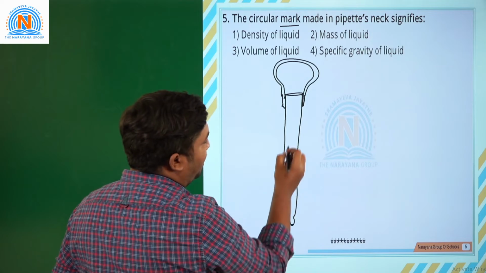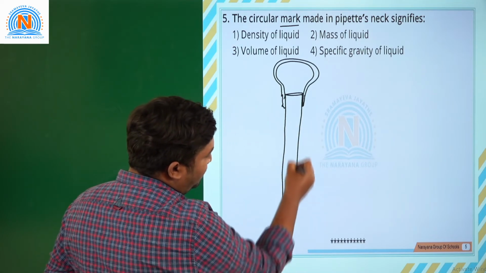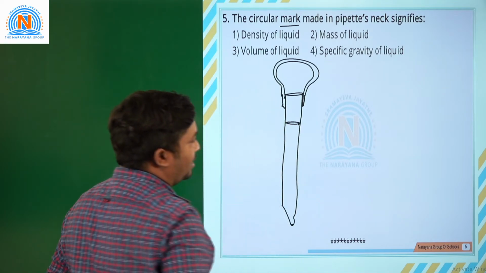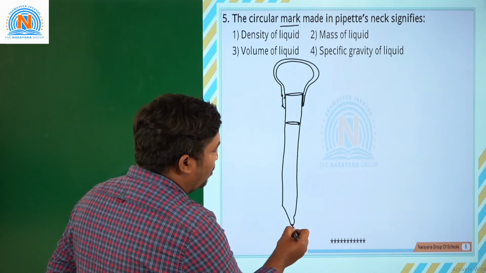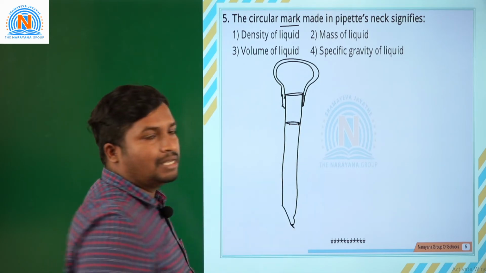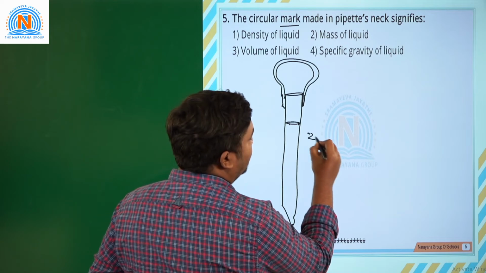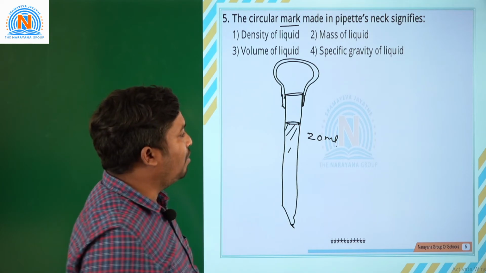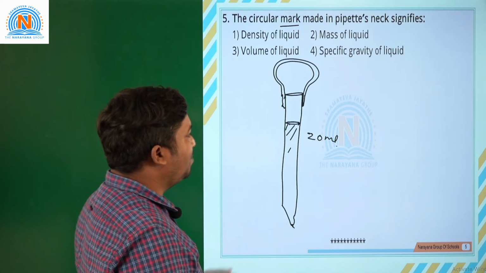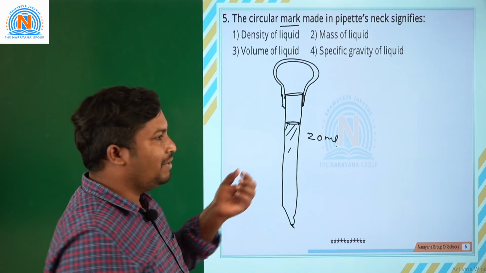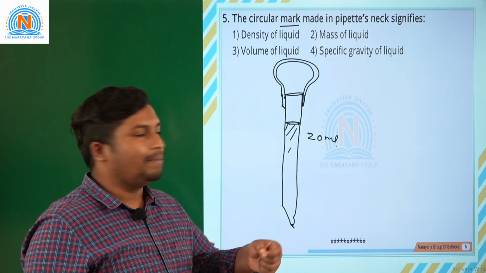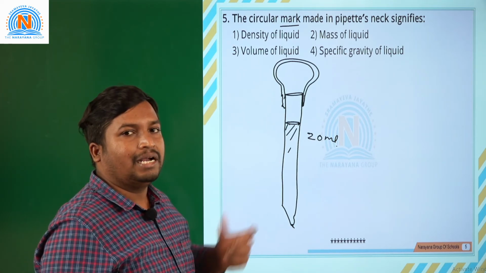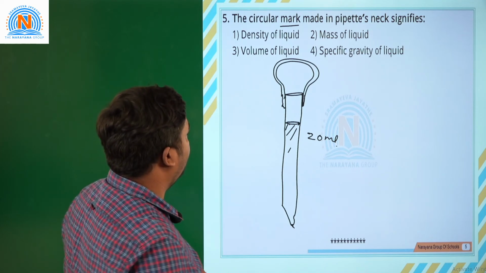On this pipette there are no gradations, but at one point there is a circular mark like this, meaning whatever sample you want to take, you have to take it up till this. Supposing this is a 20 ml pipette, if you take the sample till this mark, then the volume of that sample is 20 ml. Similarly 10 ml, like that. Whatever pipette is given to you, if you pipette out till that circular mark, that will be the volume of the sample you are considering.